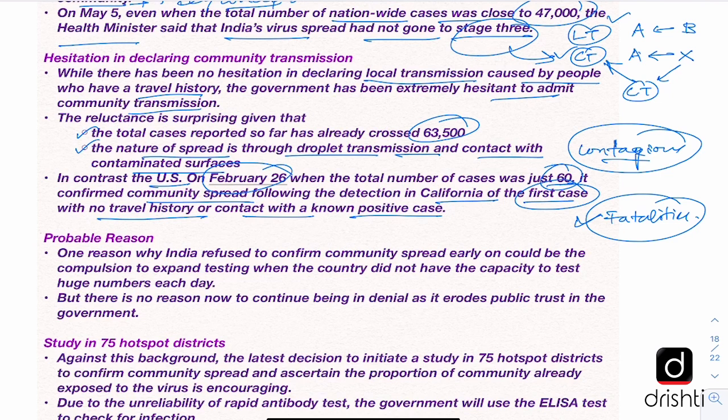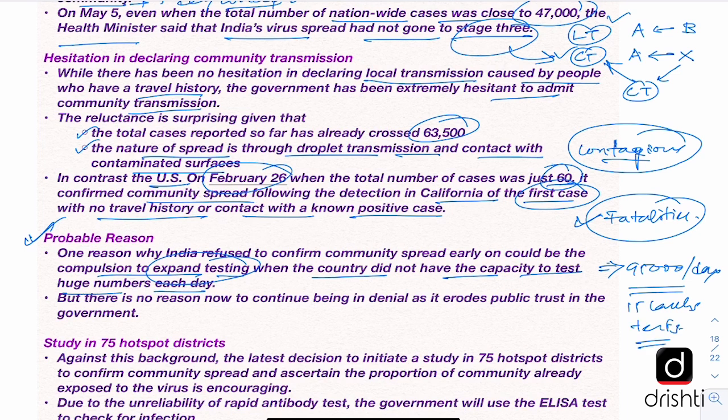The editorial further talks about the probable reason for India not accepting community transmission taking place early on: it could have been the compulsion to expand testing when the country did not have the capacity to test huge numbers each day. And right now, India is testing around 95,000 people every day, and almost 15 lakh tests have been done so far. But these numbers took time to scale up, and even now, India needs more testing in terms of the population size that we have.